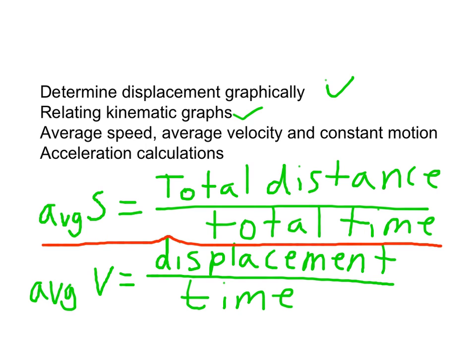So speed, you just add up all the distances no matter the direction. Average velocity, you find the displacement over time. You do have to remember those definitions. There's not going to be a formula sheet on the multiple choice part. So total distance, total time, average speed; displacement over elapsed time, average velocity.